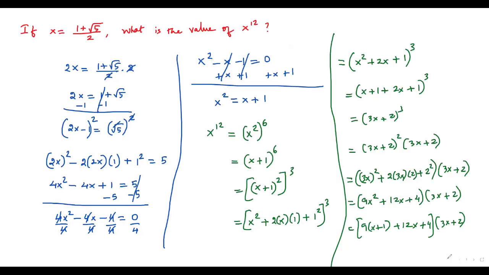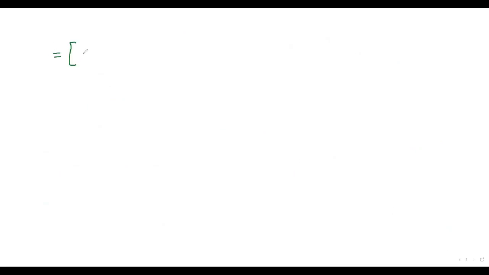So we get 9 times (x + 1) is, when I distribute this 9 to this x and + 1, I'm getting 9x + 9. Let me write over here 9x + 9 + 12x + 4 times (3x + 2). Okay, now let's combine the like terms over here. 9x + 12x is 21x, and when I combine this 9 and 4, I'm getting 13 times (3x + 2).